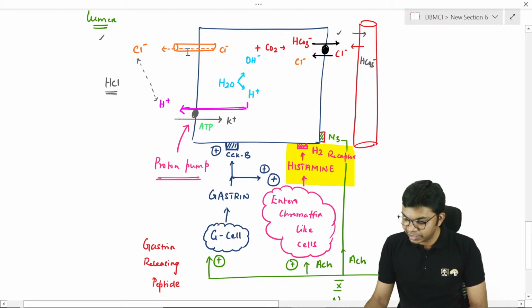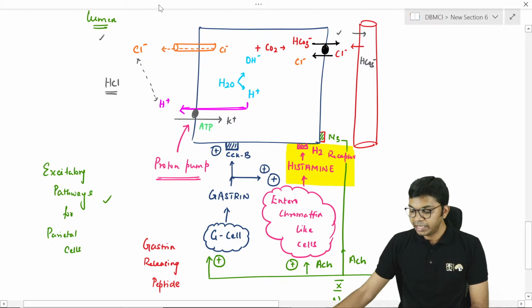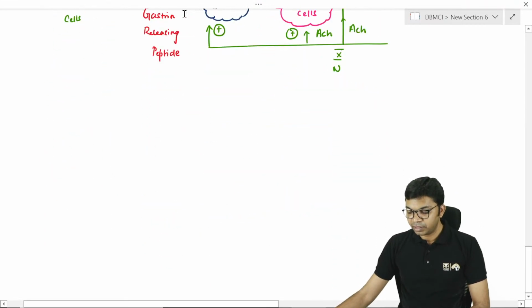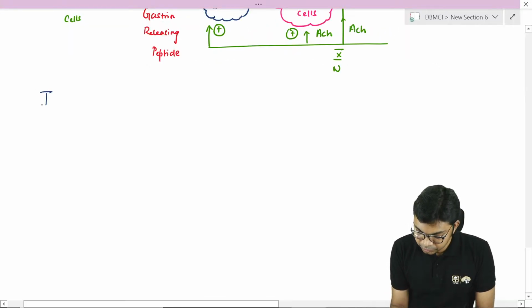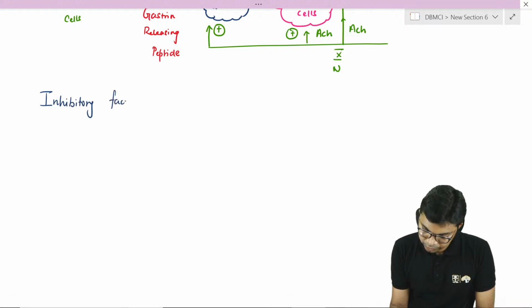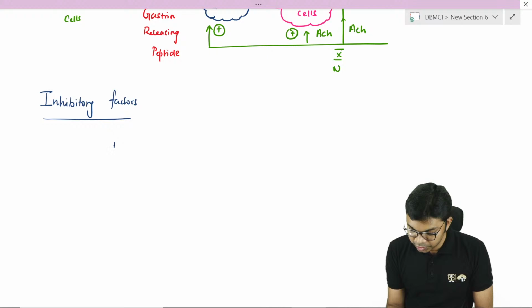Now, these are all the excitatory pathways for parietal cells. Parietal cells are getting inhibited by. Let us take up inhibitory factors, people. Now we are going to encounter three kinds of molecules. Number one is going to be somatostatin.